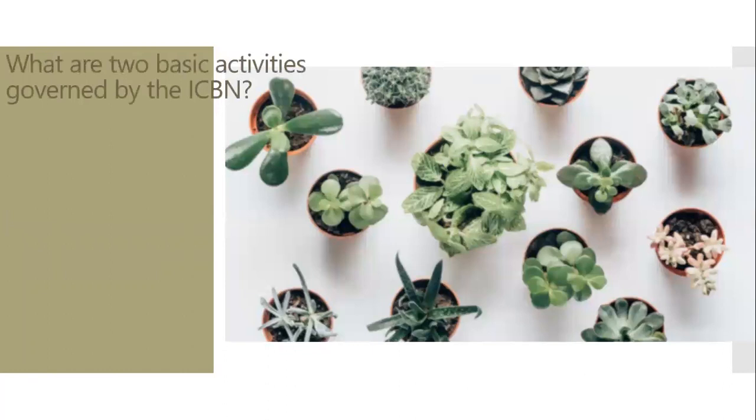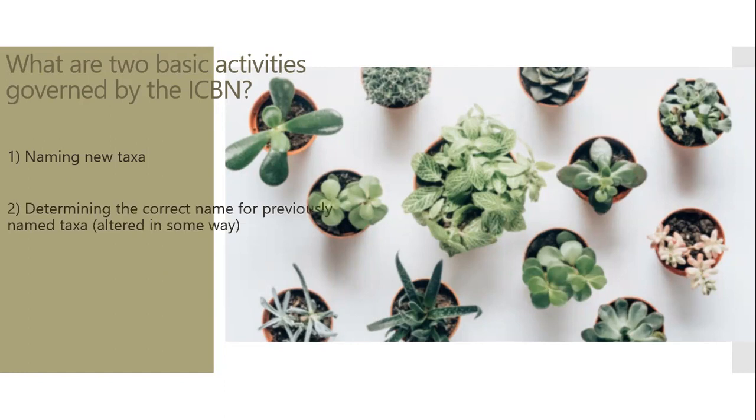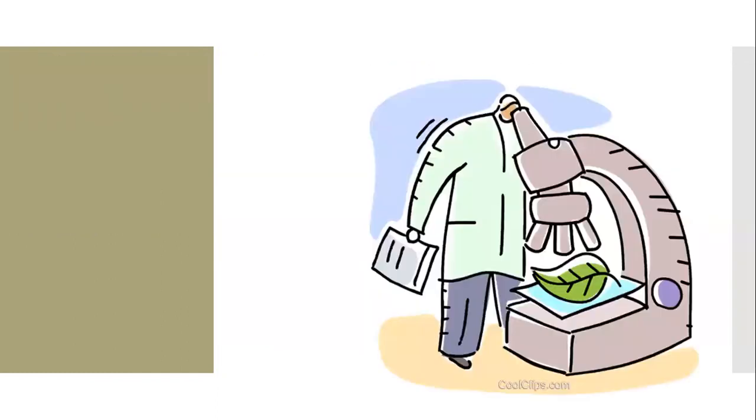There are two basic activities governed by the ICBN. First, naming new taxa, which were previously unnamed and often not described. The second, determining the correct name for previously named taxa. It is altered through division, and it may be united, transferred, or changed in rank. Plants' names are either legitimate or illegitimate.